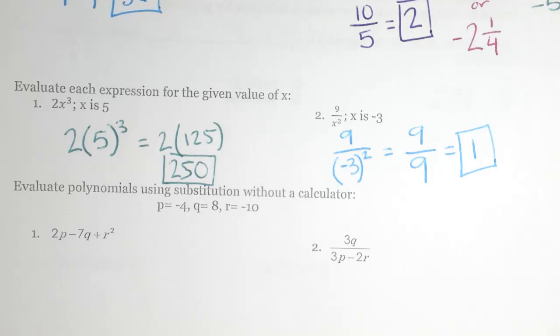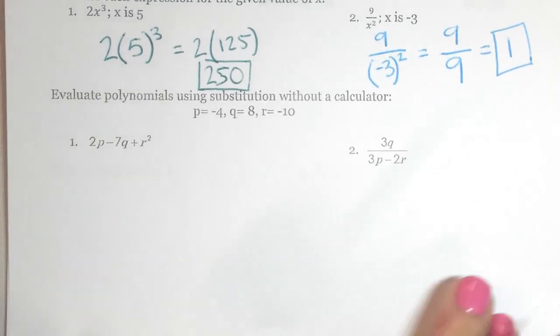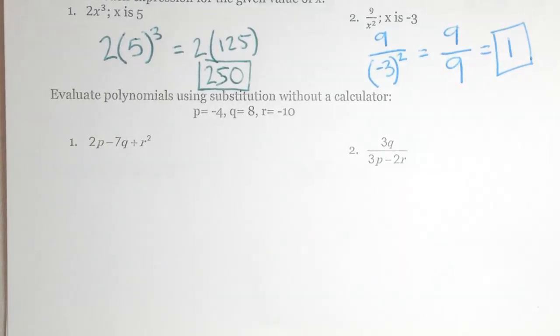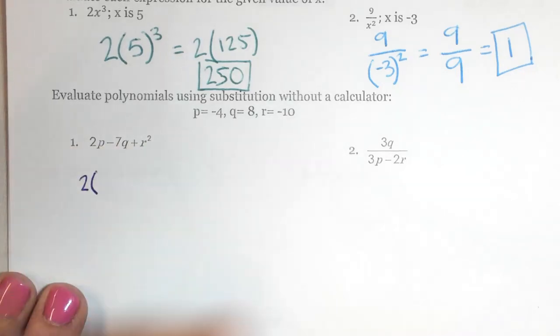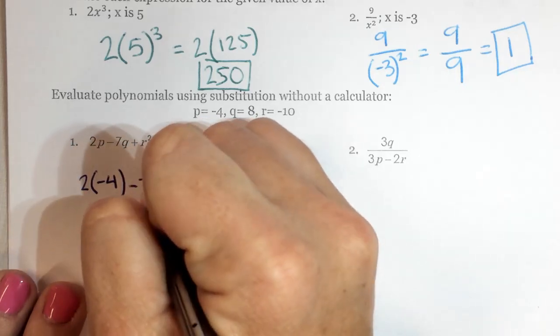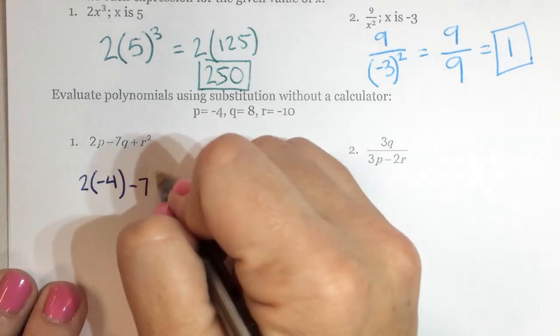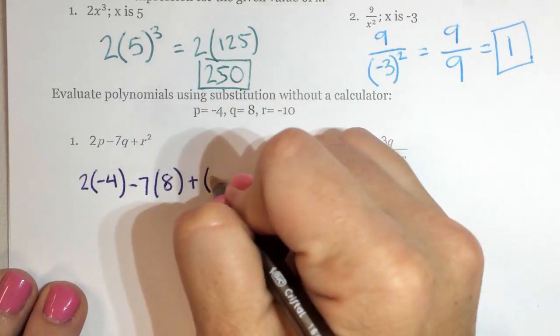Simple. Okay, so the next two are the same. They just have more. They're polynomials because there's more than one term. Those were single terms. These are multiple terms. Do we treat it any different? No. So 2 times what? What's p? -4. Minus 7 times q. What's q? 8. Plus, what's r squared? -10.